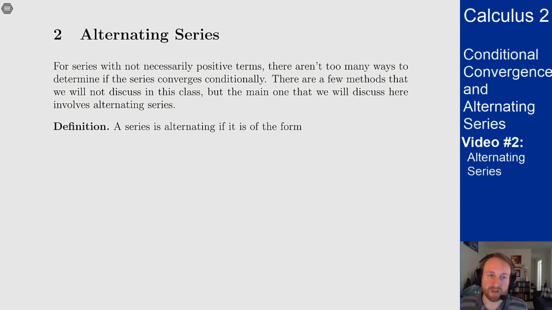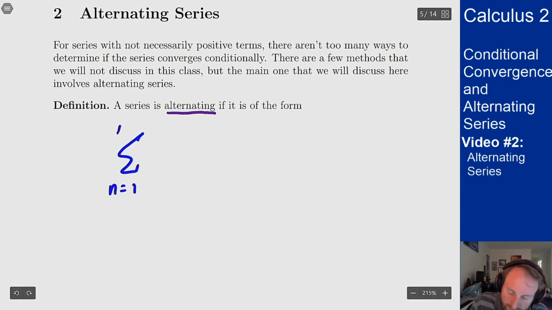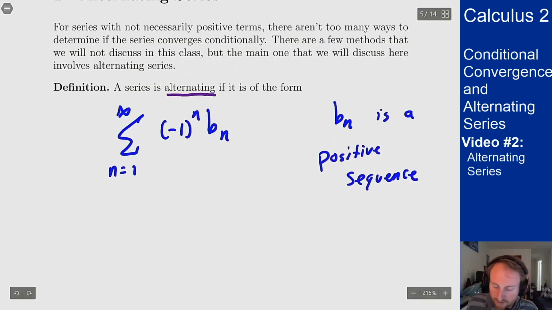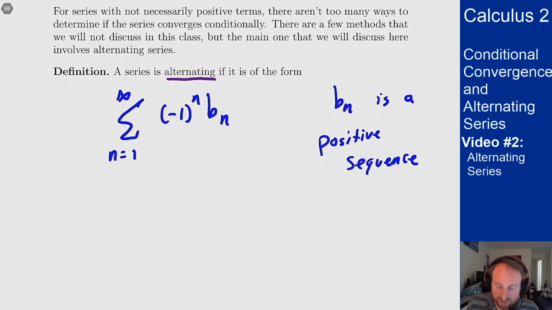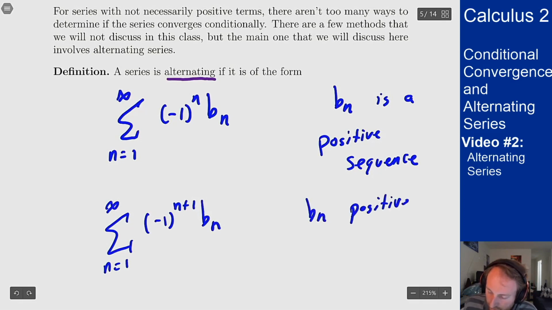So what do we mean by a series being alternating? Well, it's alternating if the terms alternate between being positive and negative. So mathematically, we'd say this as if it's of the form sum n equals 1 to infinity, I don't really care where it starts, minus 1 to the n times bn, where bn is a positive sequence. You could also have alternating series of the form n equals 1 to infinity, negative 1 to the n plus 1, bn, with bn positive, or bn could be all negative.